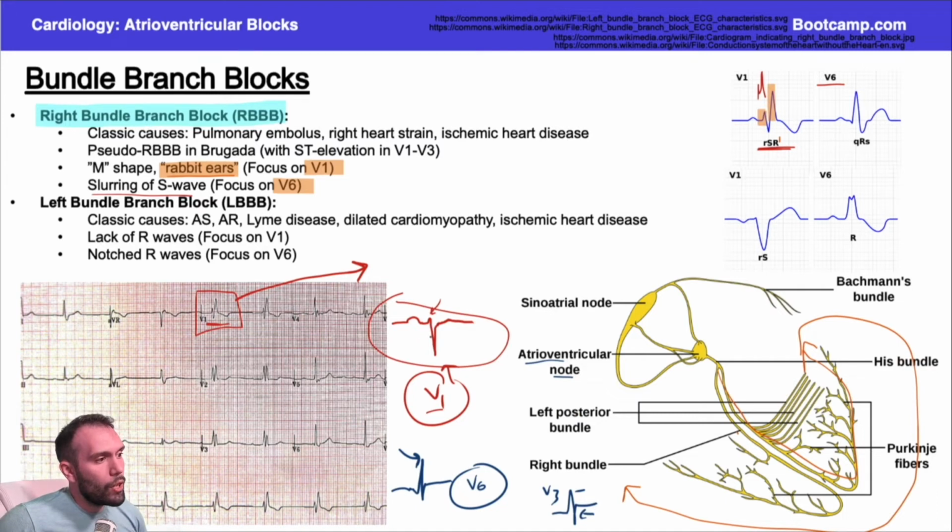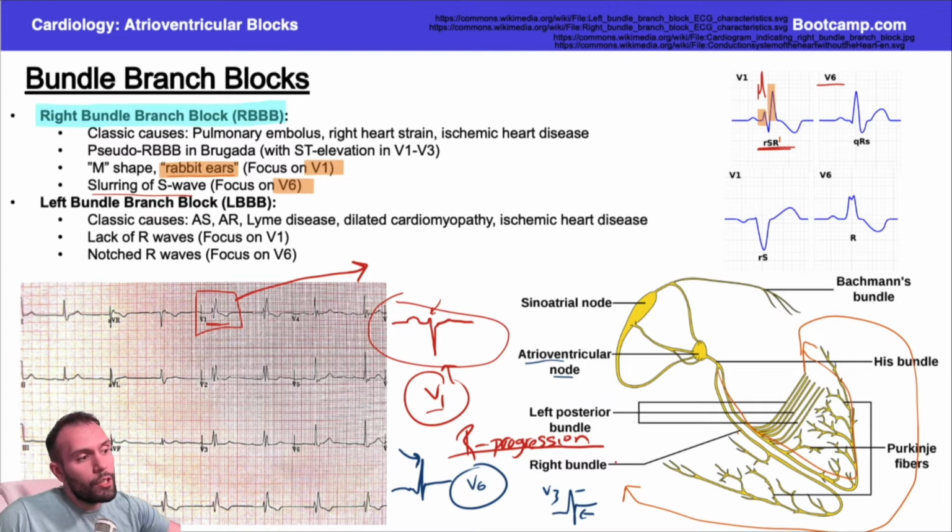So when you go from V1 to V6, where you have a really big R wave in V6 and a really small signal in V1, we call this R wave progression. A lot of times on an EKG, especially when you go on the wards, they'll be talking about how this patient has really good R wave progression. They're looking to see if the R wave gets larger, and you'll also see that the S wave gets smaller.